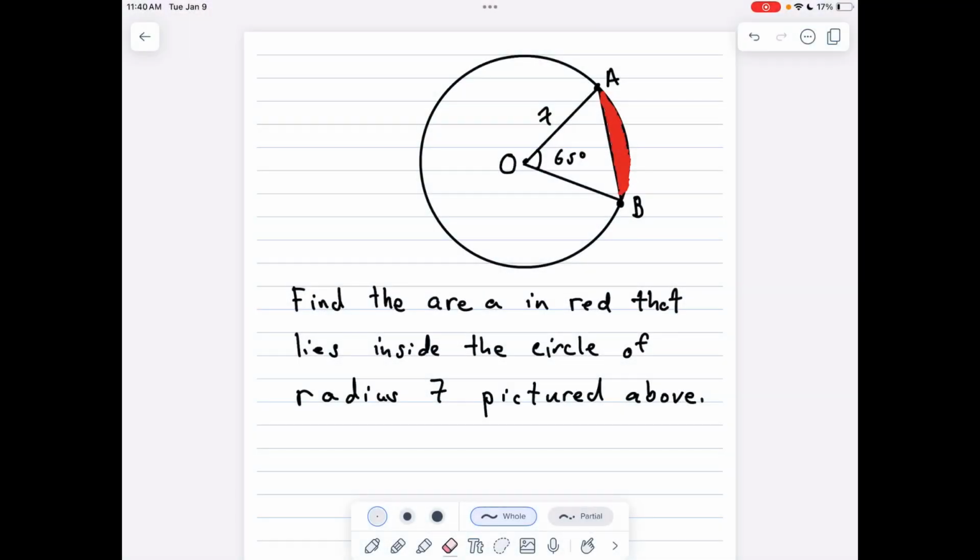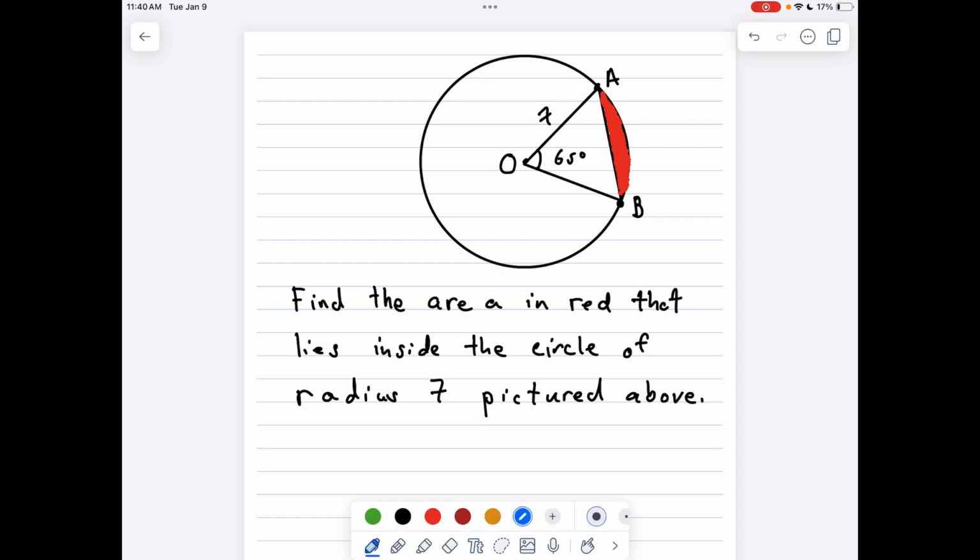Right, hello everyone. So we have a trigonometry problem that we're working on today. We have: find the area in red that lies inside the circle of radius 7 pictured above. All right, so let's first take a look at this triangle that lies inside the circle that's formed by the points O, A, and B.